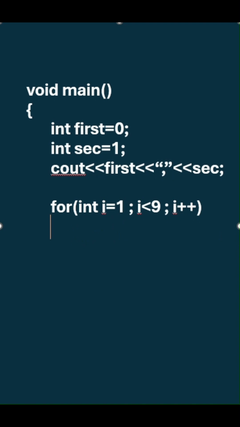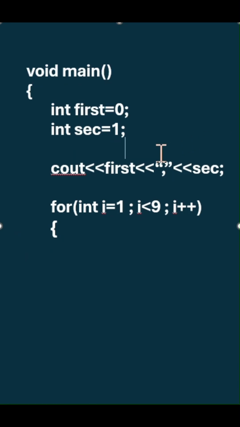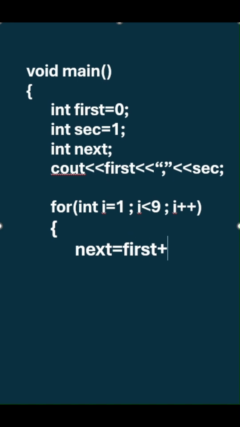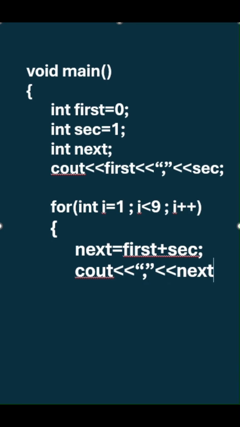Here first we will calculate the third number. Third number, how do we calculate? We calculate the third number, that is first we will initialize the third number here, that is int next, and here we will write next is equal to first plus second. Now we have got the next number, we will print the next number. Before that we will print a comma, and then we will print the next number.